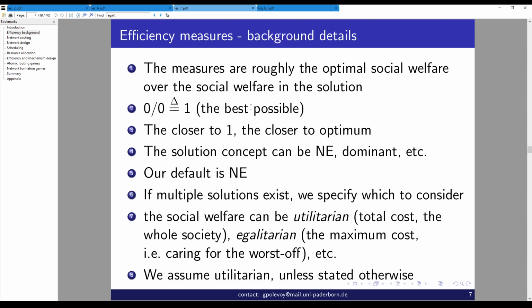So for this goal, we need to define measures of efficiency. And now I'm going to explain the rationale behind them. We're going to define the price of anarchy and stability, which we have already seen. I'm now going to give you a bit of a broader understanding of why that's important and good, and what else can be done, so that you have a higher level understanding.